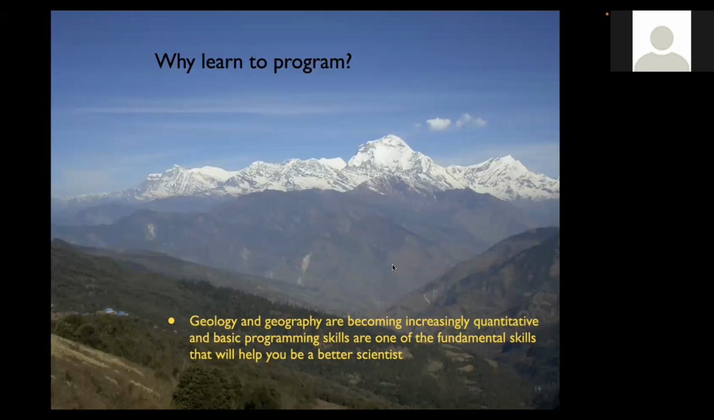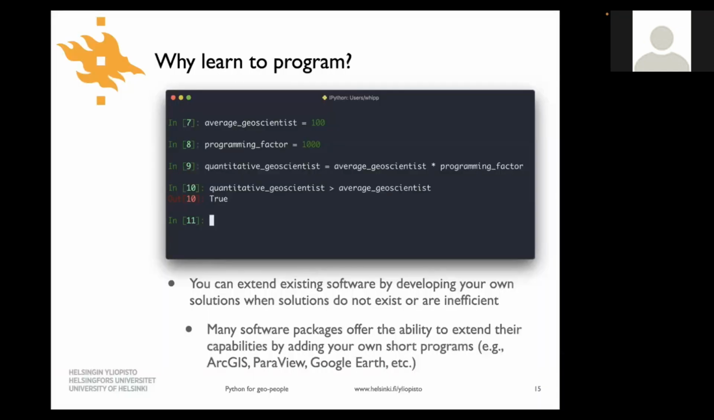Because of this, programming is becoming a sort of assumed skill, just in the same way that basic cartography or knowing how to use a compass to measure things in the field for a geoscientist would have been a typical essential skill that you have. So learning these skills will help you to be able to take part in the science that's going on now.